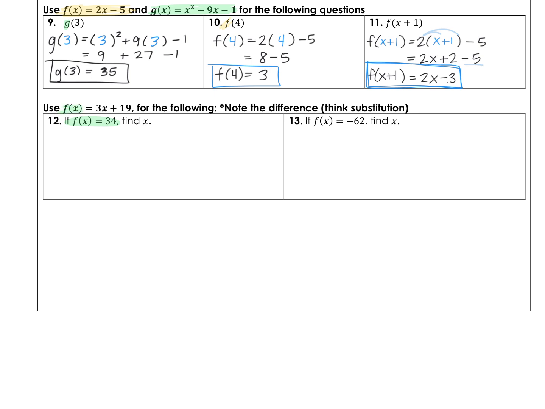So it goes there, and you're going to rewrite it as 34 equals 3x plus 19, and solve. Because I gave you the output, now you're going backwards and finding the input. Outputs are y, inputs are x, or f of x, x. So just solve the equation, subtract 19, I don't know what you get, 15?